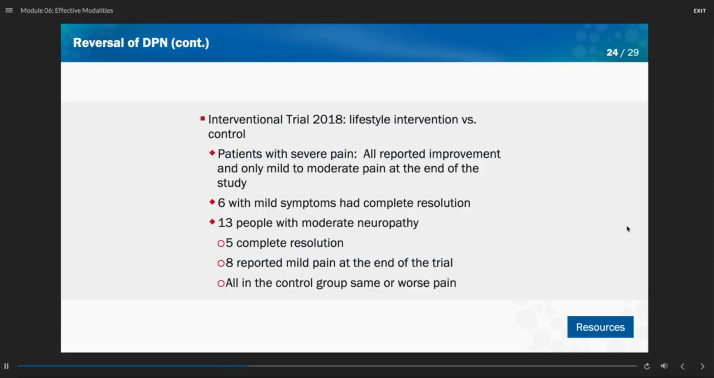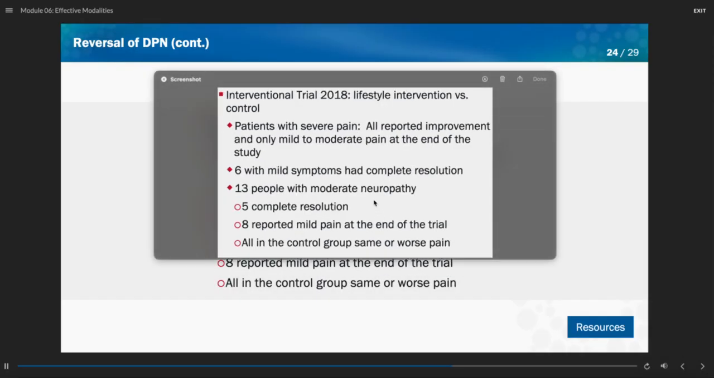In the study, those with mild symptoms, and the total was 6, they had complete resolution of their symptoms. And of the 13 people with moderate neuropathy at the beginning of the study, 5 reported complete resolution, 8 reported only mild pain at the end of the trial. And this is in comparison to the control group, where all of the people reported their pain was at least the same, if not worse, by the conclusion of the trial.